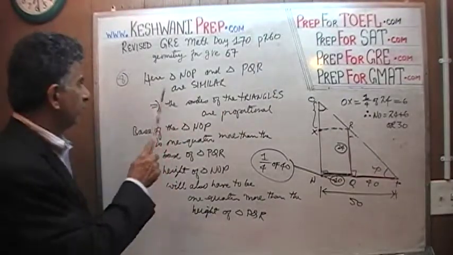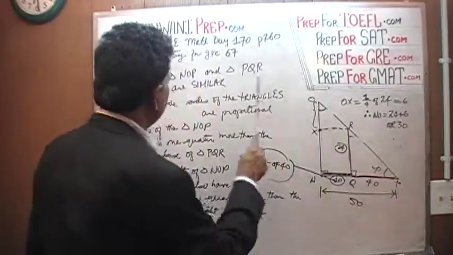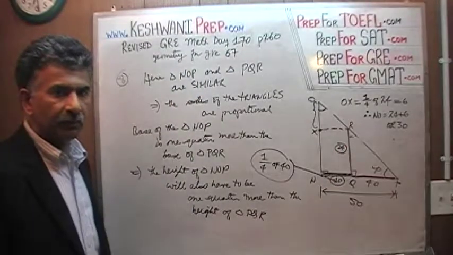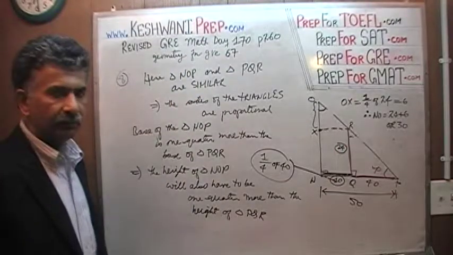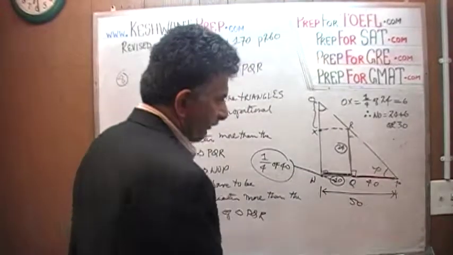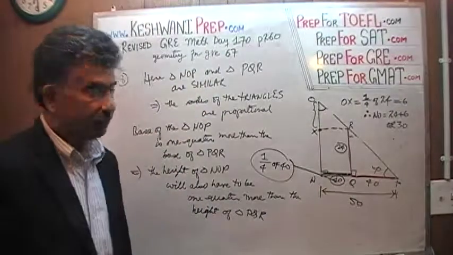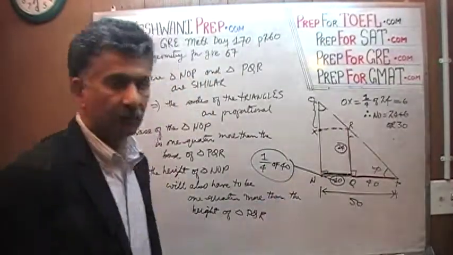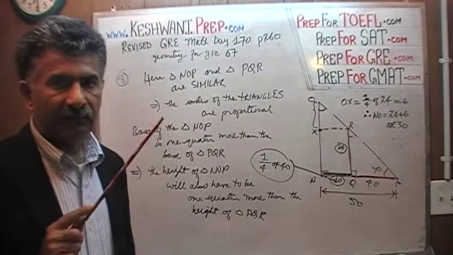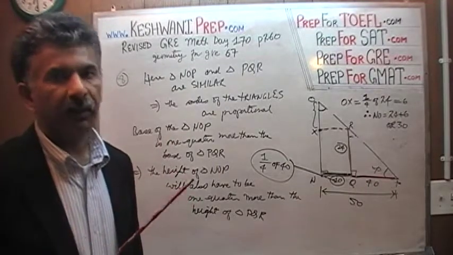I'm going to recapitulate. Here, the triangle NOP and the triangle PQR are similar. Why are they similar? Because three angles of both of the triangles are equal. Why are they equal? Because they share this angle, so obviously that's equal for both the triangles. This is 90 and this is 90, so that's equal, which means the third angle must also be equal to each other. Since the three angles are equal, the triangles are similar, which means the corresponding sides of the two triangles are proportional to each other.